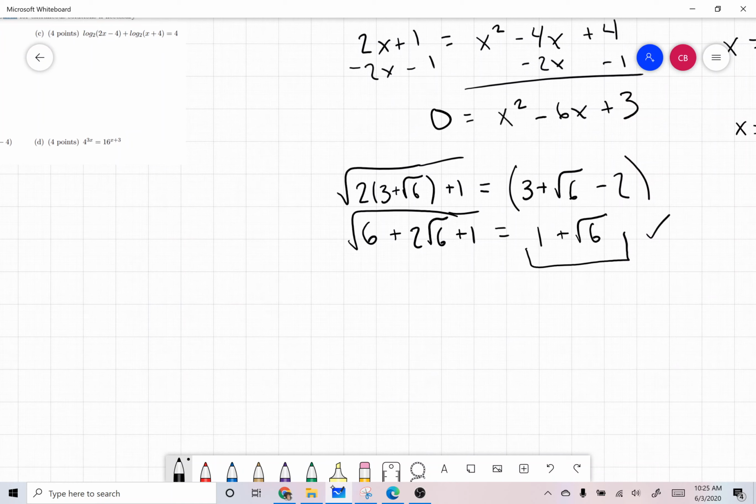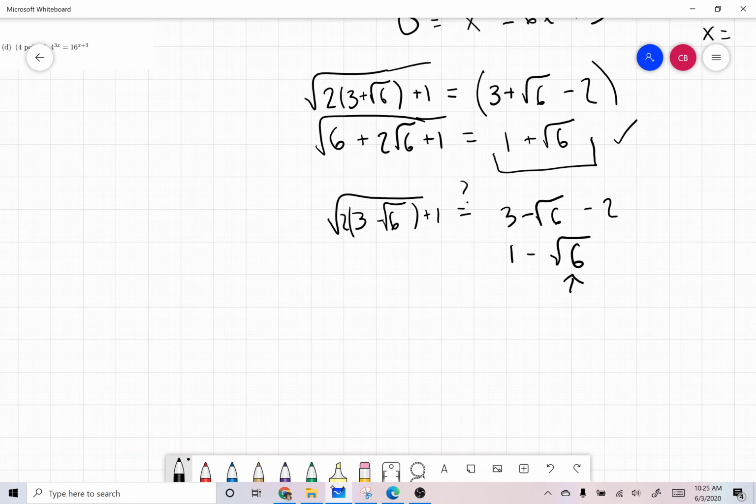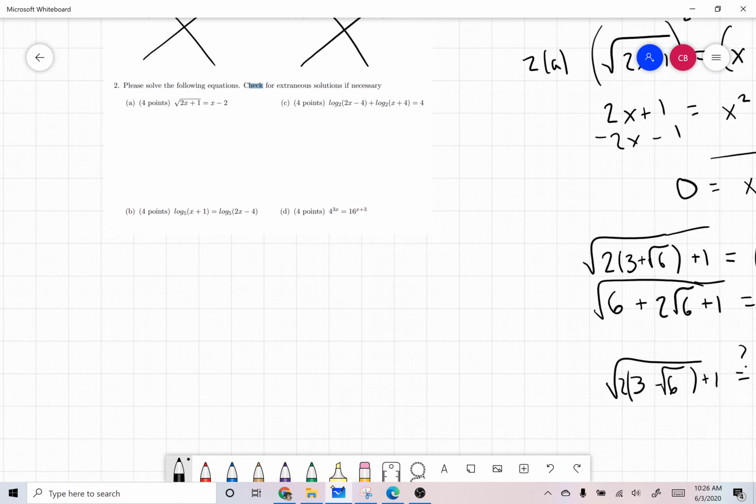So now let's do it one more time. We have the square root of 2 times 3 minus square root 6, plus 1, is equal to 3 minus square root 6 minus 2, which is 1 minus the square root of 6. Well, we said this is about 2 point something, so 1 minus 2 point something is going to be negative something. So this side's negative, and the square root can't be negative, so 3 minus square root 6 cannot be a solution to this. The reason we know is that a square root can't equal a negative number. That's all that I'm really checking for in this case.